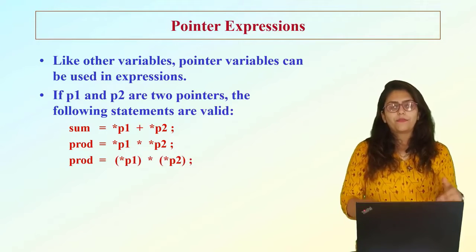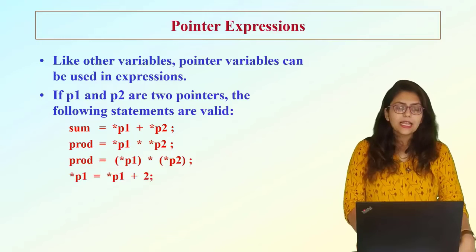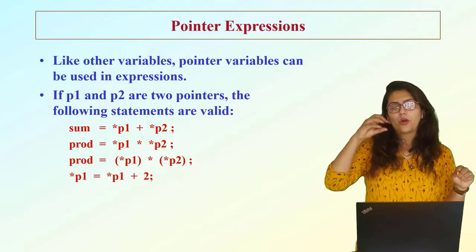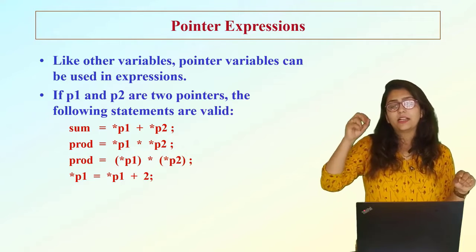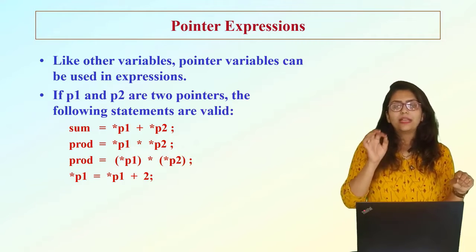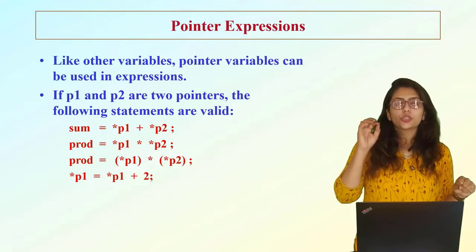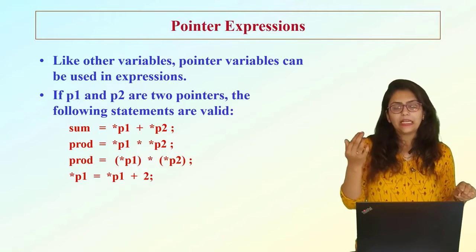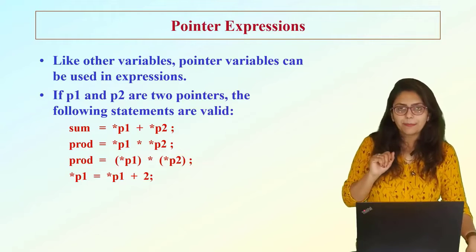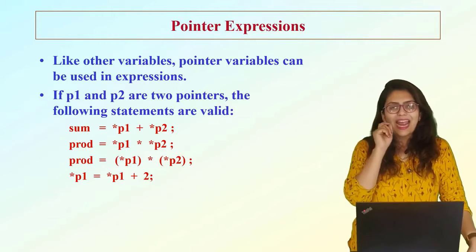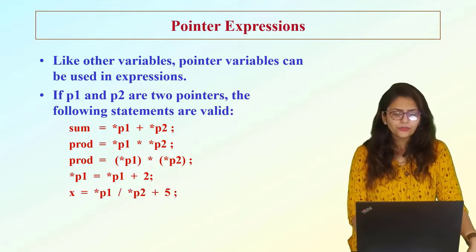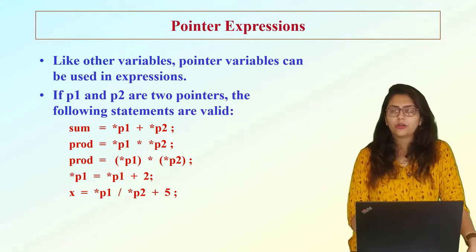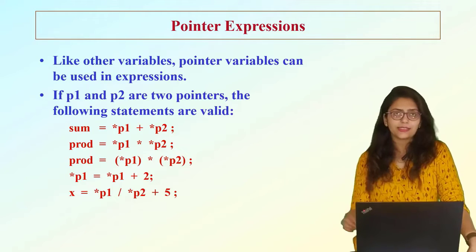You can also perform multiplication by using brackets. Then you can write the value pointed to by p, and if you want to add 2 to the value pointed to by p, like we do a equal to a plus 2, right? So instead of that, you can also write asterisk p equal to asterisk p plus 2, that means the value pointed to by p will be added with 2, right? Also you can write expressions using the division operation, and then you can also add the constant 5 over here, as you can see in the expression.